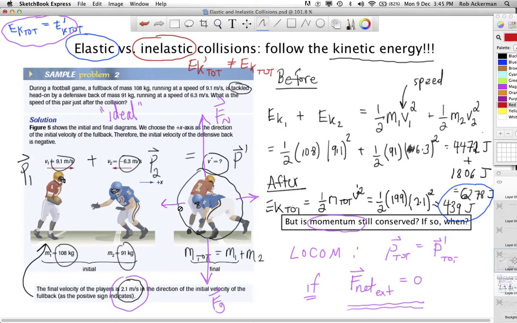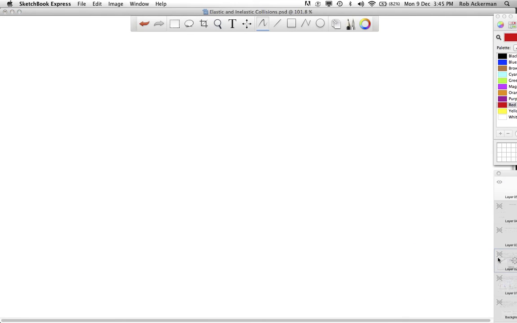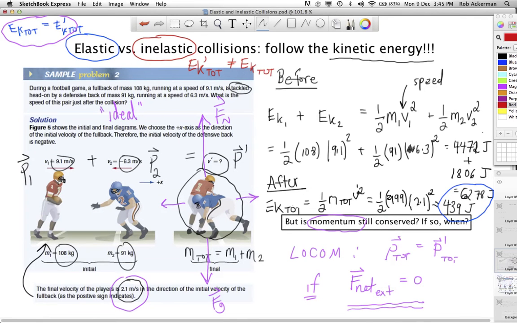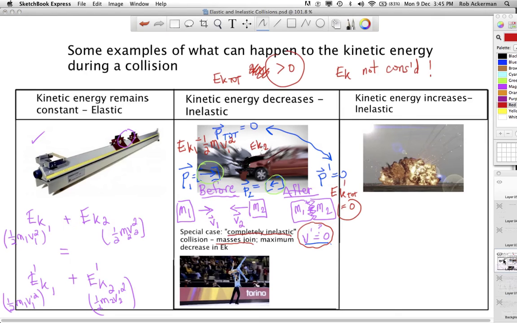Now, as we saw with the football players, the kinetic energy declined quite a bit. In fact, it declined well over 90%. Well, this is what we call a completely inelastic collision. It's a collision where the masses join. And it is actually true that just like in the football example, in a completely inelastic collision, the kinetic energy always declines. You get the maximum decrease in kinetic energy. So you might want to commit that to memory: in a completely inelastic collision, masses joining, you have a very large decrease in kinetic energy.